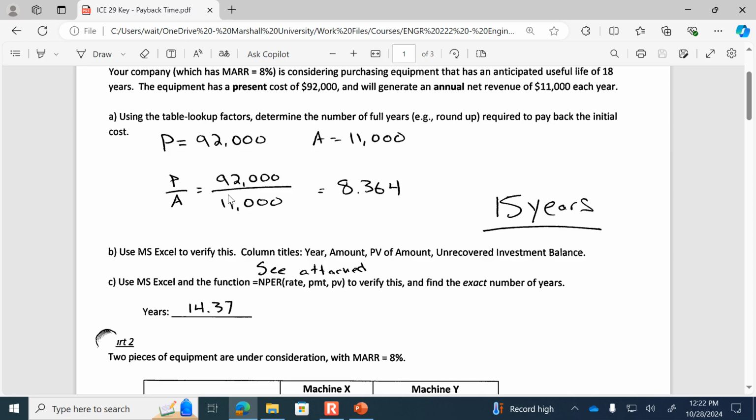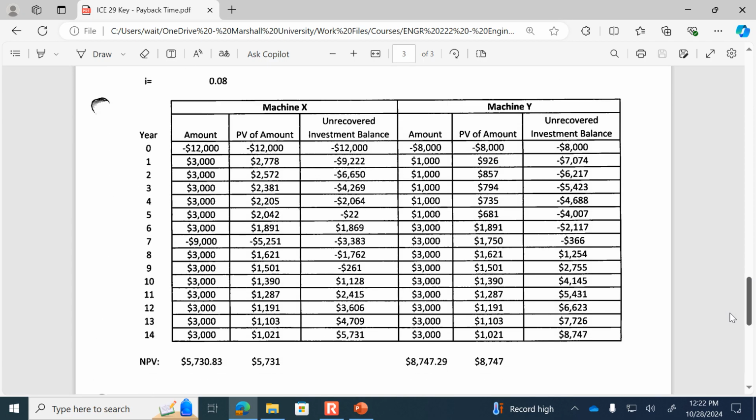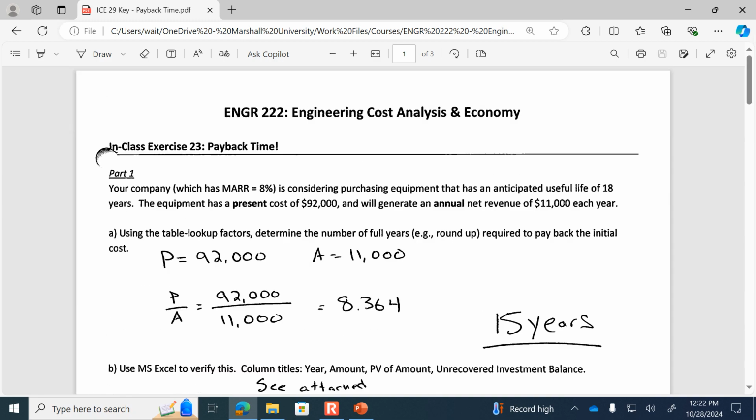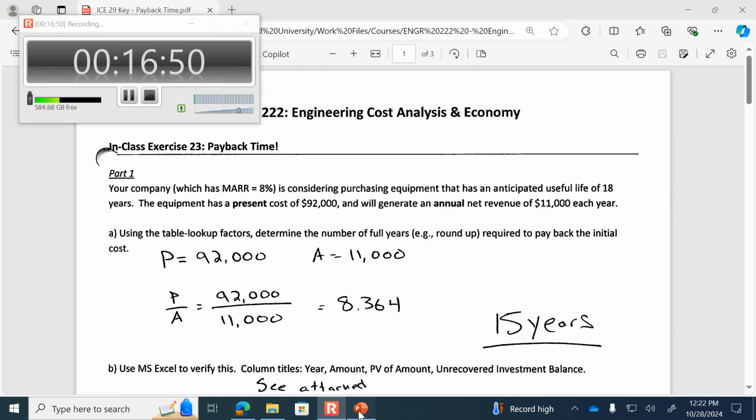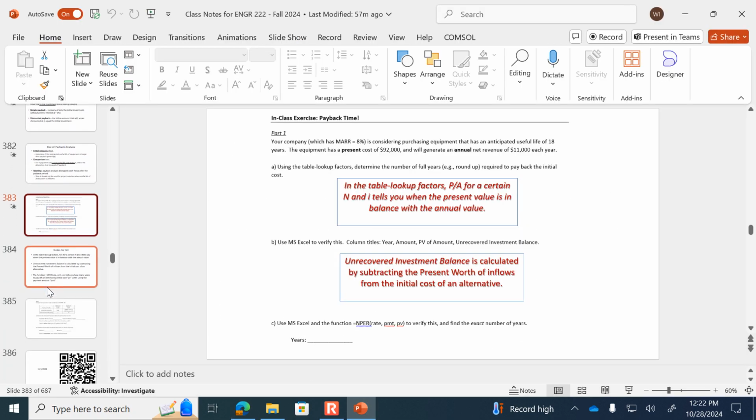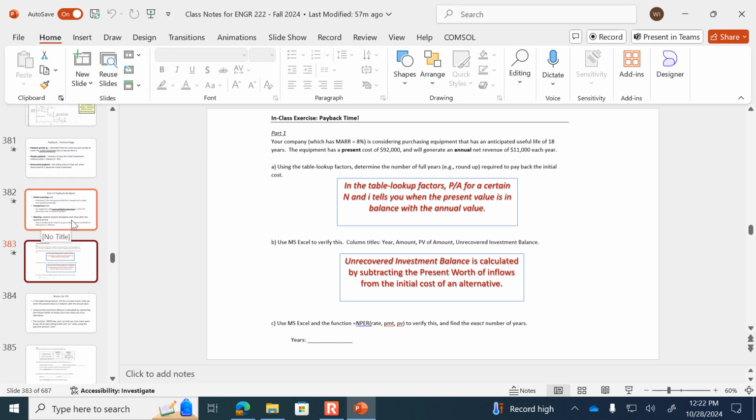Okay, so just to address the first part where you have to do these hand calculations, it's actually as easy as just the ratio of P to A. So 92,000 divided by 11,000, that means the P to A is 8.364. So now on the back side where we've got the, oh, I must not have scanned the factor table. Let me see if I've got it here. No, I don't have the 8% factor table, but you do.